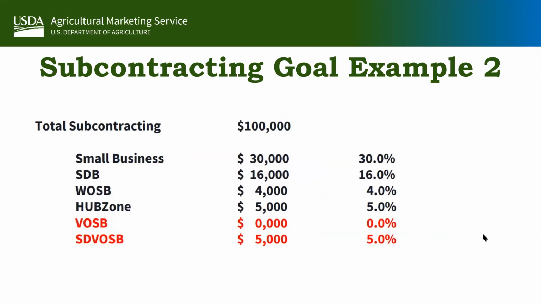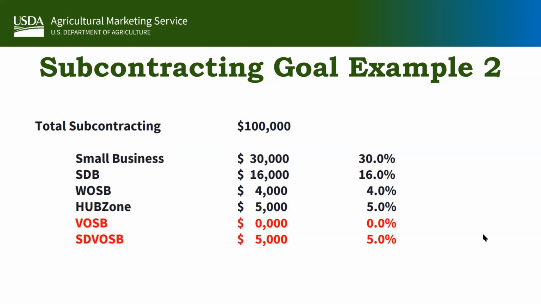Something else that you may not have thought of is the Service Disabled Veteran-Owned Small Business, or SDVOSB, goal. If you recall from a couple slides earlier where we were talking about double dipping, an SDVOSB is more than just an SDVOSB. It's also considered a veteran-owned small business, or VOSB, and a small business. Therefore, if this company has a goal of $5,000 to SDVOSBs, then they also should have a goal towards the veteran-owned small business and should not have put down that 0.